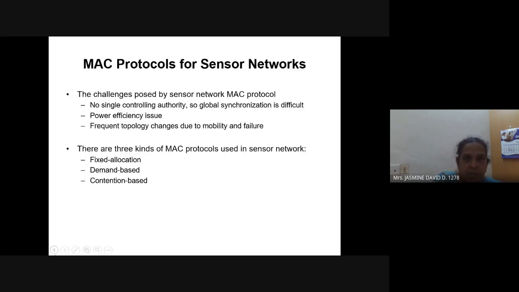Next is time synchronization protocols. Next topic is time synchronization protocols. I'll upload that PPT.